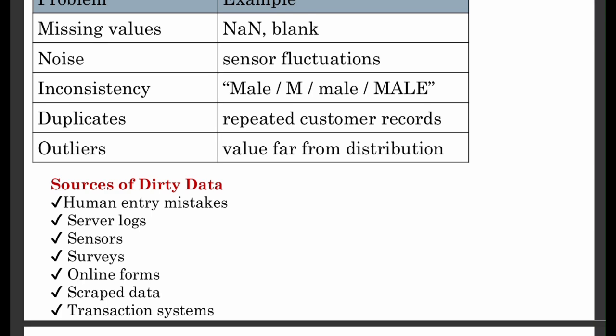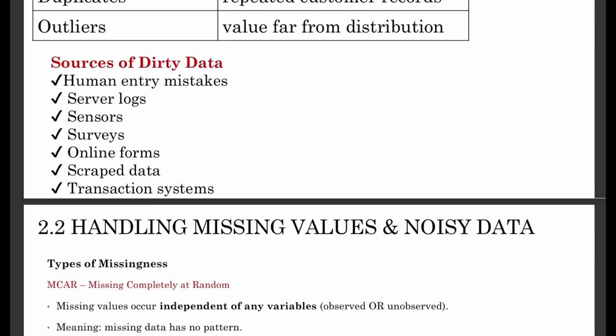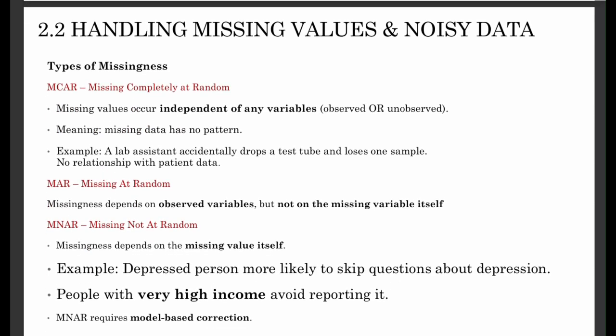Now let's talk about one of the most underrated topics in data preparation: handling missing values. Not all missing data is the same. There are three types of missingness and each requires a different treatment strategy. Type 1, MCAR, missing completely at random. Missing values occur with no pattern whatsoever, completely independent of any other variable. Example: a lab assistant accidentally drops a test tube and loses one sample. There is absolutely no relationship with the patient's data. When data is MCAR, the simplest deletion or imputation methods work fine.